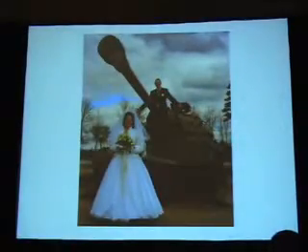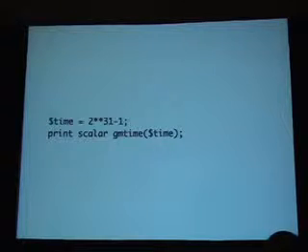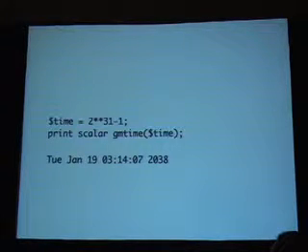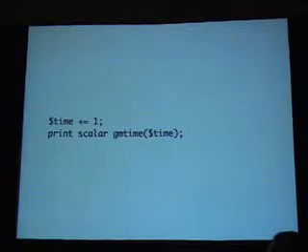So what's the problem? Well, it turns out that in dating, size matters. So if we set our time, number of seconds since 1970, to be 2 to the 31st minus 1, then the result we get is January 19, 2038, the end of the Unix world. Add one measly little second to that.